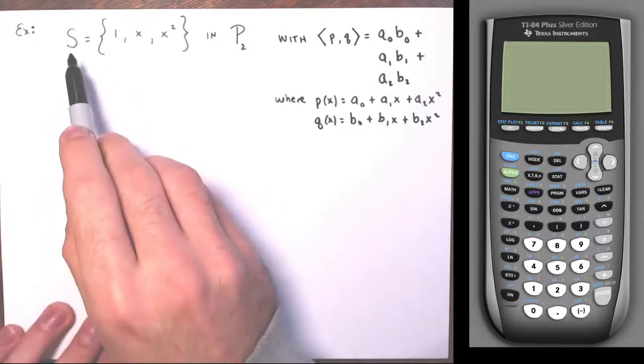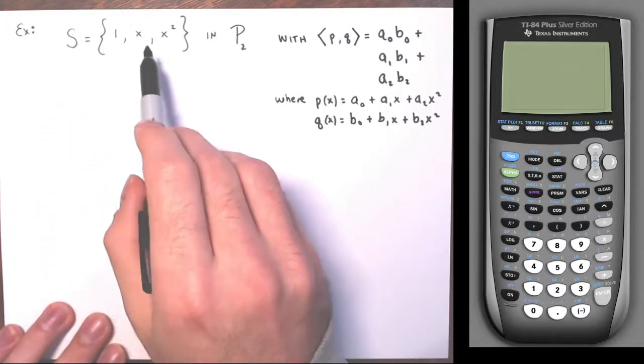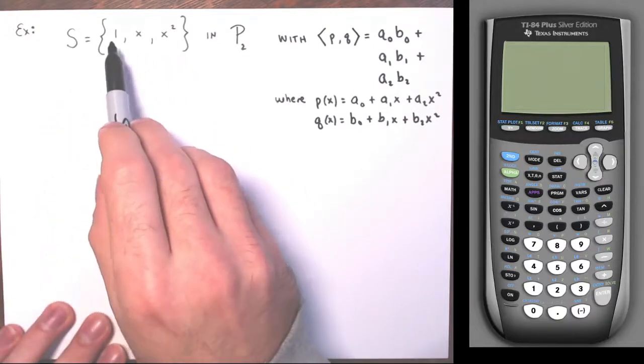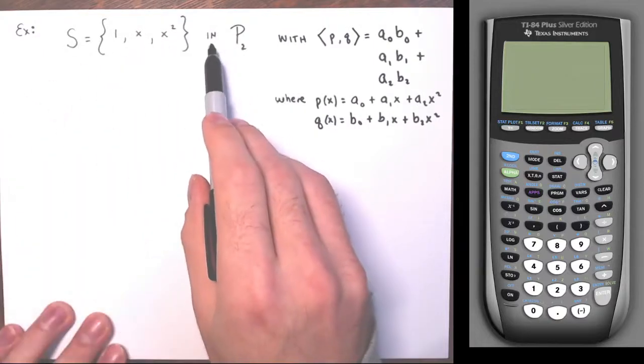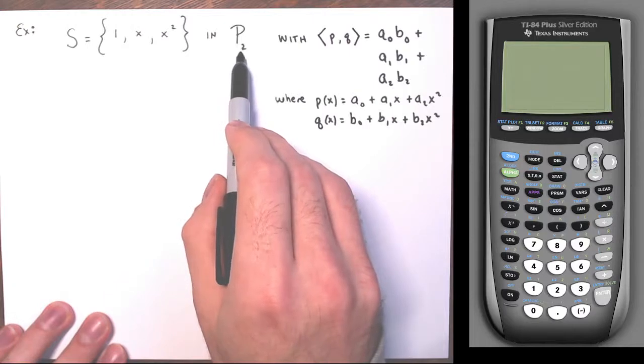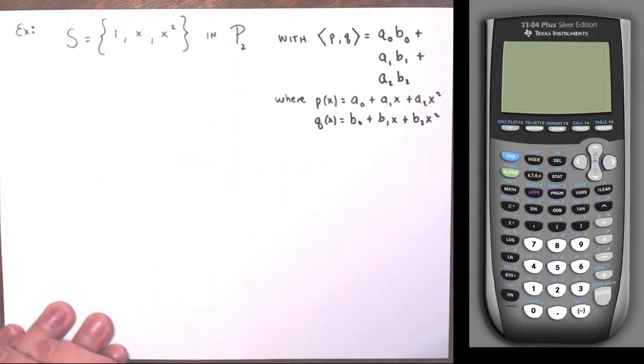So here S is a set of polynomials: the polynomials 1, x, and x squared. And these are polynomials in P2. Remember, this was the vector space containing all polynomials of degree 2 or less, with standard polynomial addition and scalar multiplication.